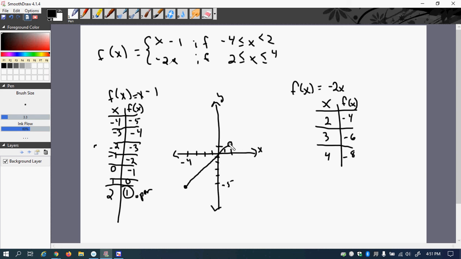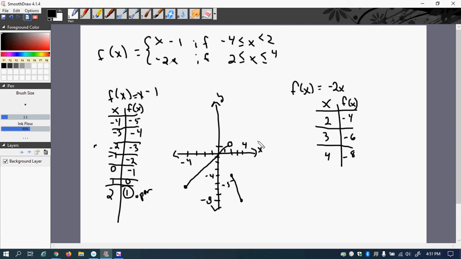So I'll plot the first and last point. I go to 2, I go down to 4, because this is negative 4. And then we'll continue this on. So it's negative 6, negative 7, negative 8. And I have 2 more here because that's 4. So 4, negative 8, something like that. And I connect that line. So here is a graphical view of what this function looks like.